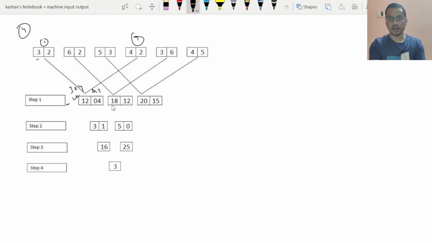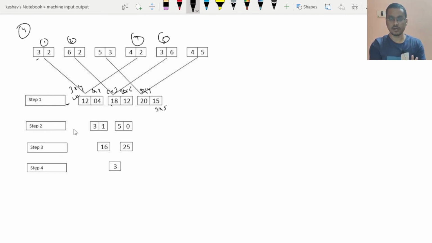Again 18, how are we getting 18? We are multiplying the first digit of box number 2 and box number 5: 6 into 3, 18. Now here 2 into 6. Fine, so we are getting the logic. Again we multiply the first digit of box number 3 and box number 6: 5 into 4. And how are we getting 15? 3 into 5, the second digit of box number 3 and box number 6.